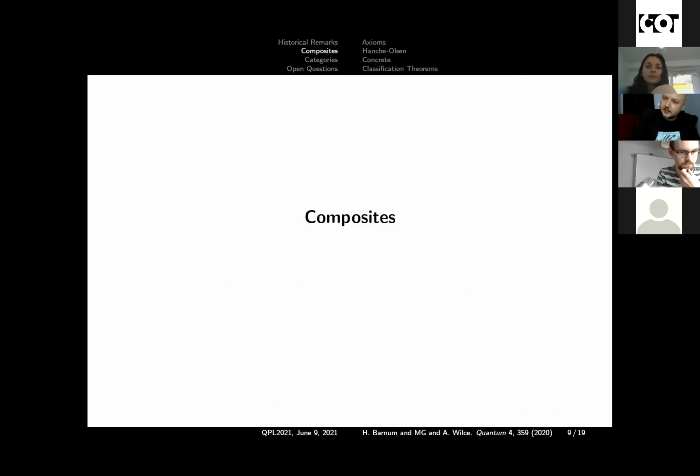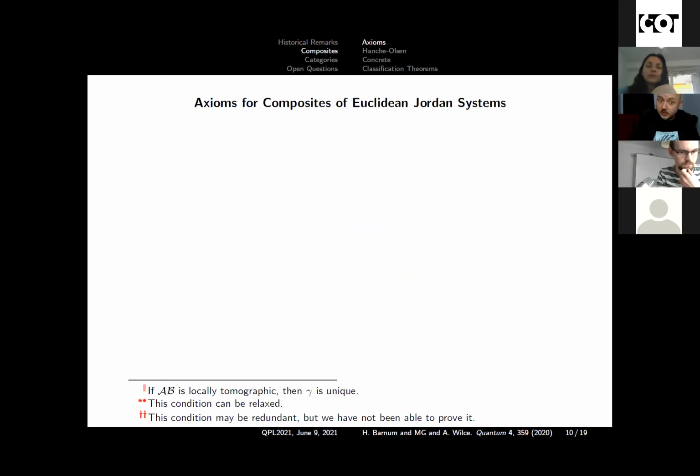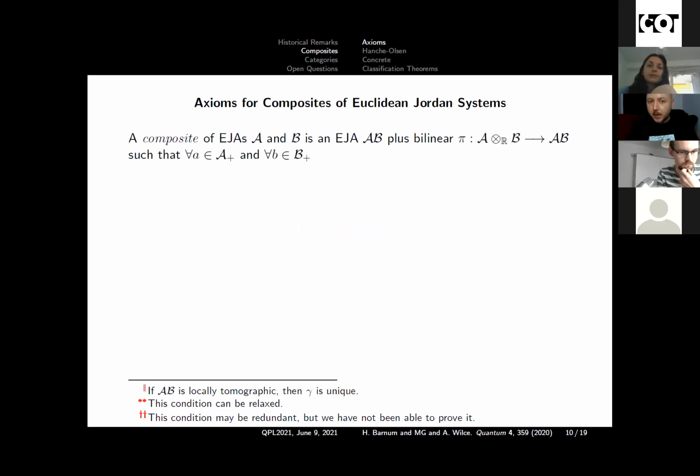Right, composites. Some axioms. I'm going to say that a composite of Euclidean Jordan algebras A and B is another Euclidean Jordan algebra, plus a bilinear map from their vector space tensor product. That's what I mean by this R. I mean their vector space tensor product as real vector spaces. So plus a bilinear map such that if you take any 2 effects, it contains product effects. The composite has to contain product effects.